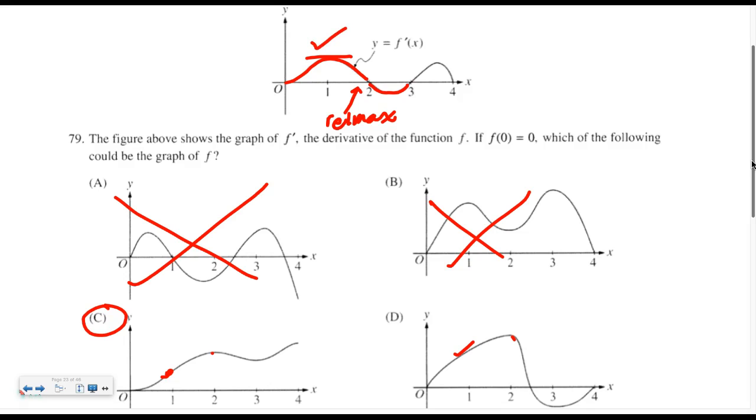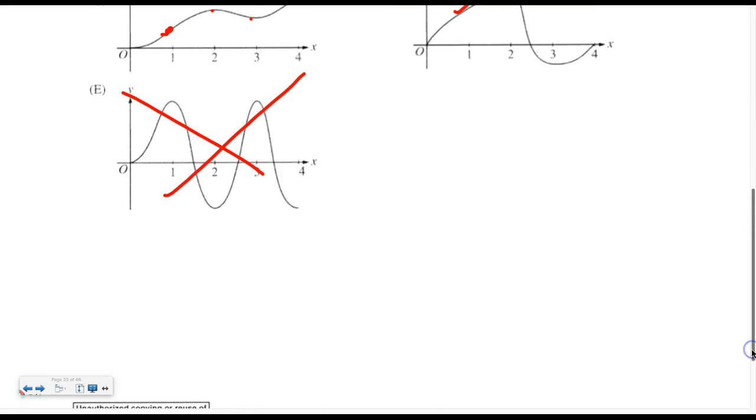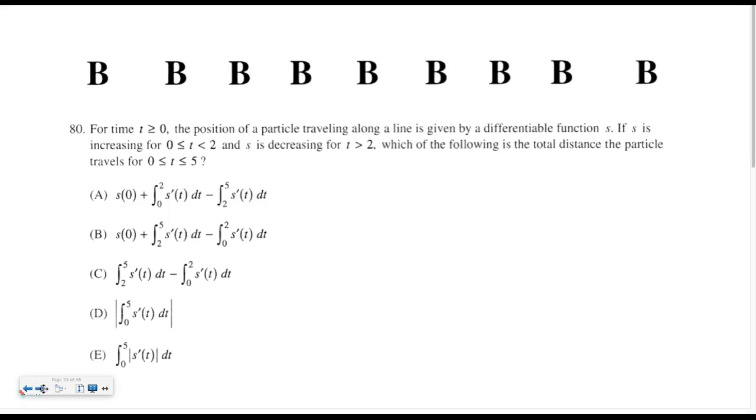I would increase, hit a relative max, decrease, hit a relative min, and then increase again. I'd have inflection points at 1 and another inflection point over at 3. So that one's pretty easy to decipher. Again, no calculator necessary yet.